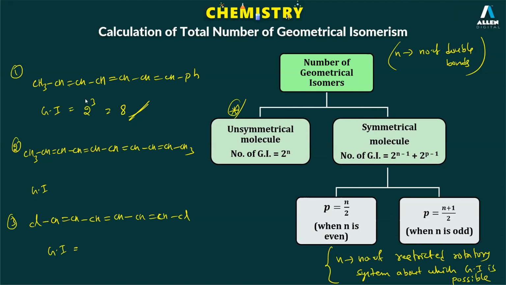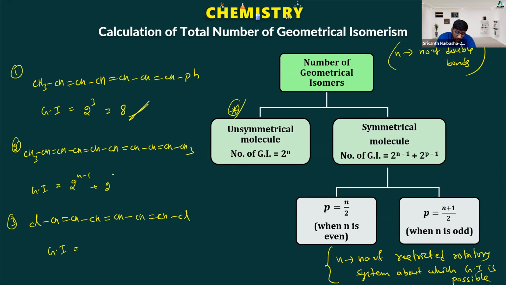Symmetrical molecule, and how many double bonds are there? Like even or odd? 4. 1, 2, 3, 4. Even number of double bonds. For an even number of double bonds, what is the formula? 2 power n minus 1 plus 2 power p minus 1.